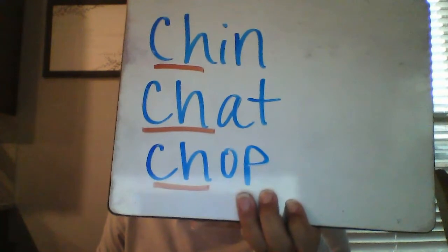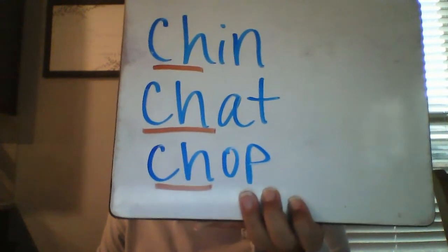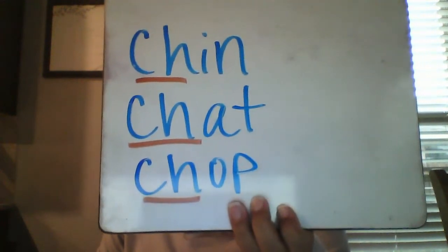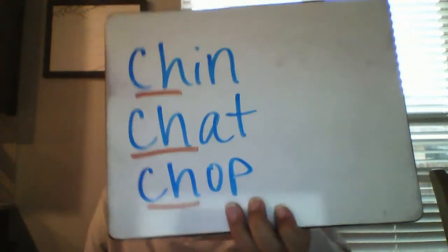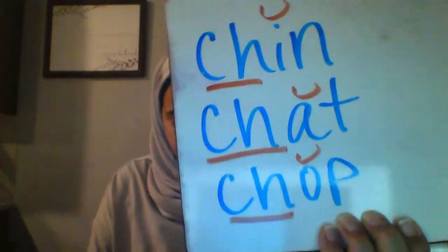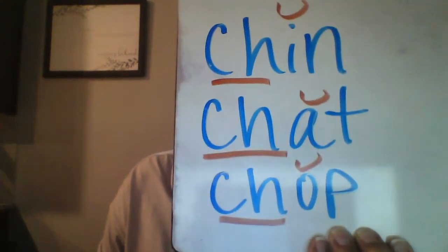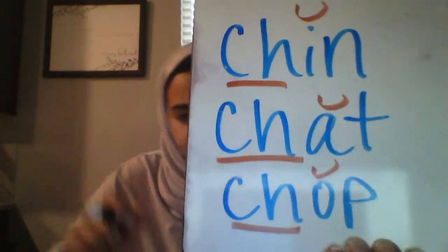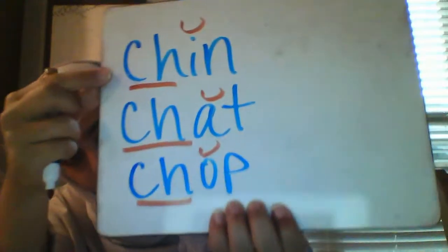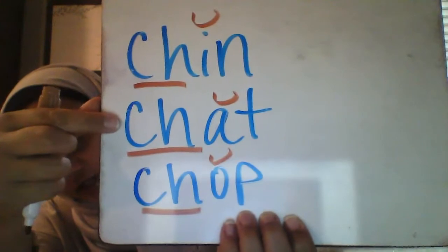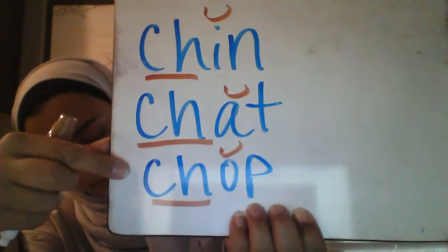We have to code the vowels. What are the vowels, long or short? They are short, so we code them with a breve. How do we know that these vowels are short? Because they are followed by a consonant. So we're going to put a breve on each of those vowels. Who can read this word? Let's read these words together. Chin, chat, chop. Very good.